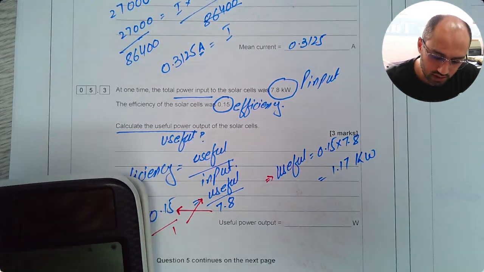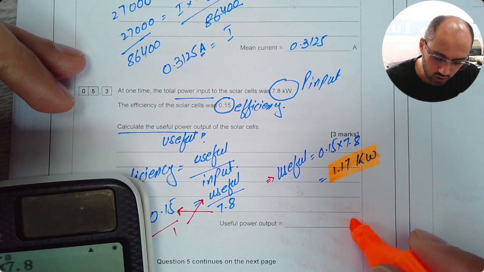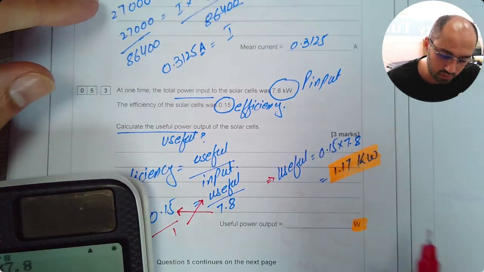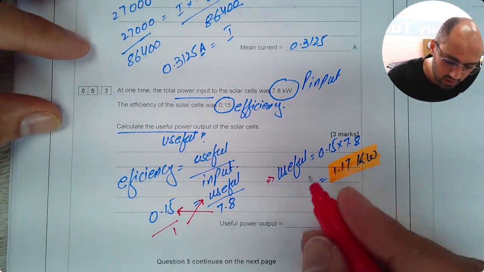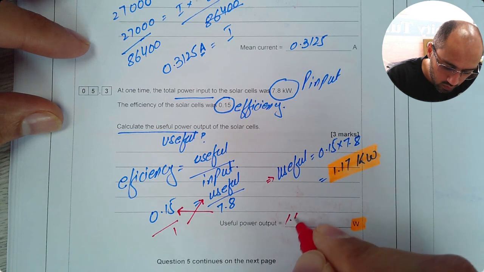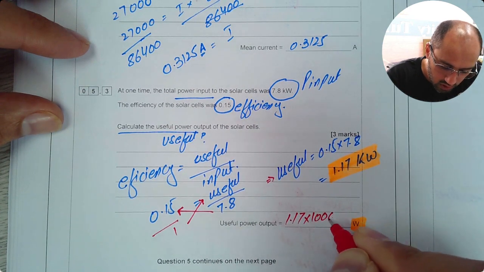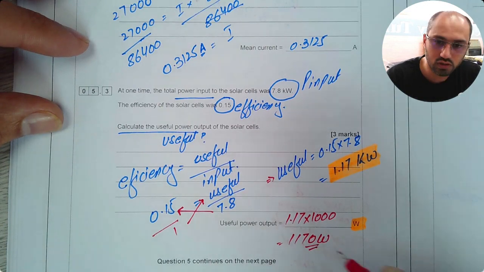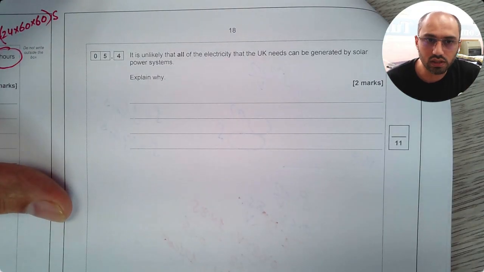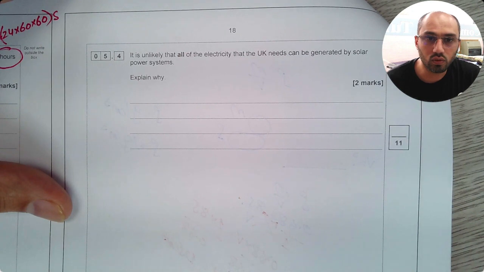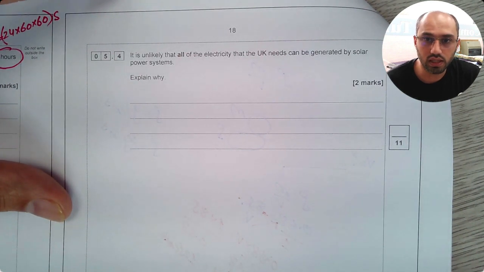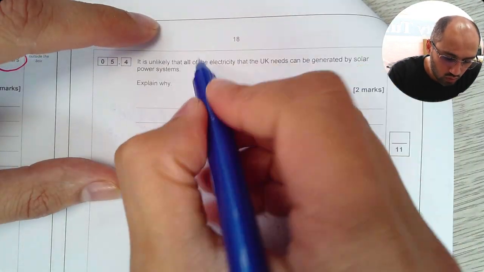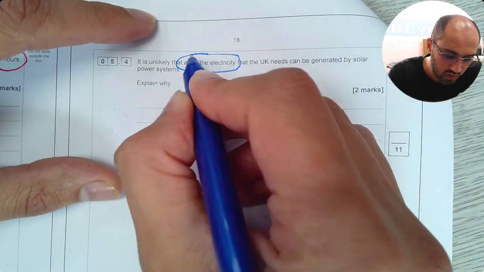Now the question says you have to give your answer in watts. So what will you do? We'll have to multiply it by 1000. So the answer will be 1.17 times by 1000, and this gives me 1170 watts. Last part of this question, it says it is unlikely that all of the electricity that the UK needs can be generated by solar power systems. All of the electricity. Explain why.